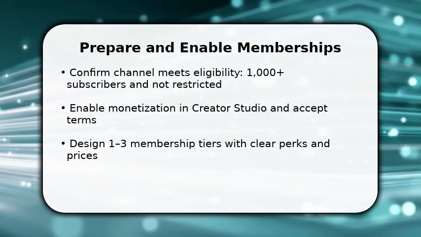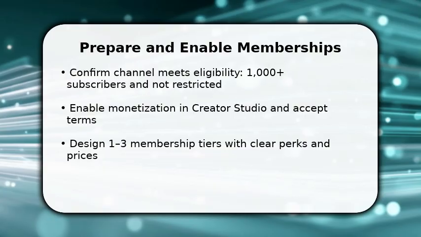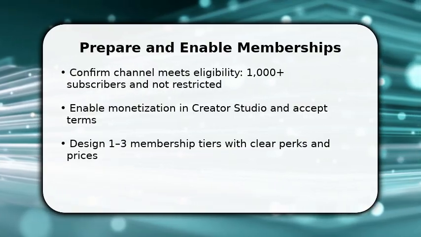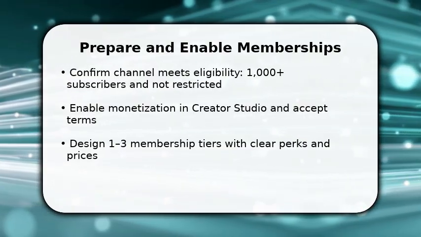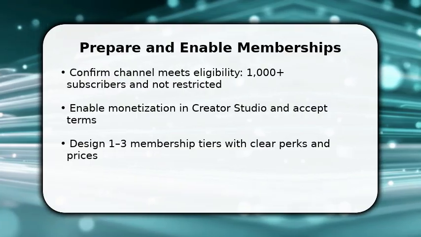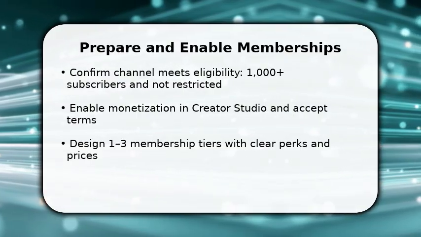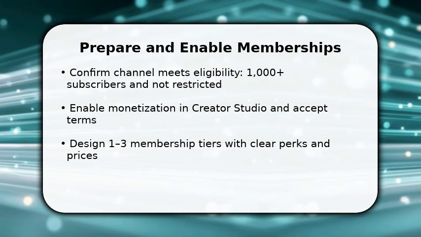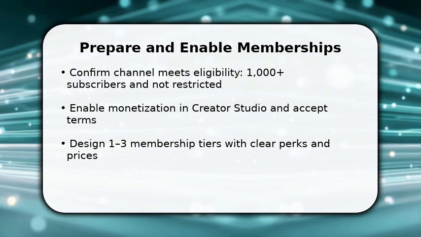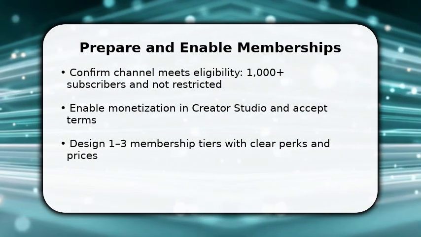Next, design 1 to 3 membership tiers. Decide specific perks like badges, emojis, early access, and prices. Make sure to name tiers clearly and set renewal settings. These initial steps unlock the membership flow. They are the foundation you need to move into configuring benefits and visuals.